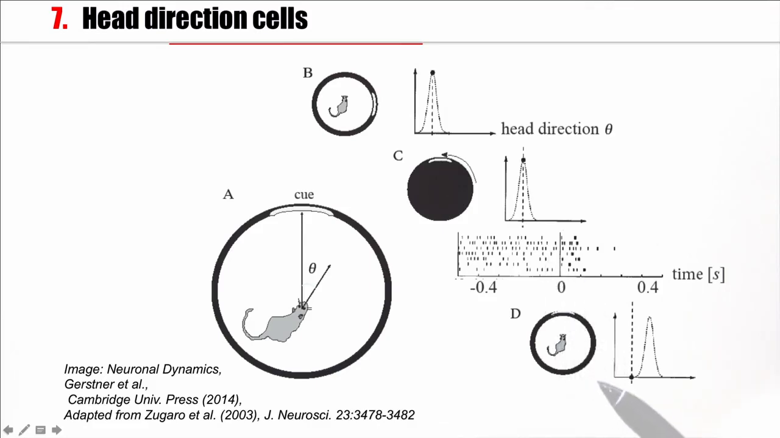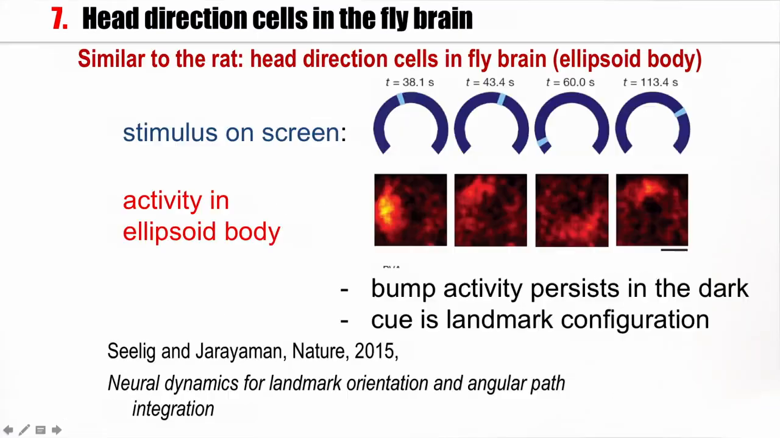And now, if the experimentalist switches on the light with a new cue card location, then it takes some time until the rat reorients itself, and when it reorients, other cells will go on and the previous cells will turn off. So the whole idea is that these head direction cells could represent the direction of the head via a bump of activity at a certain location. And something very similar has been found in the fly brain.